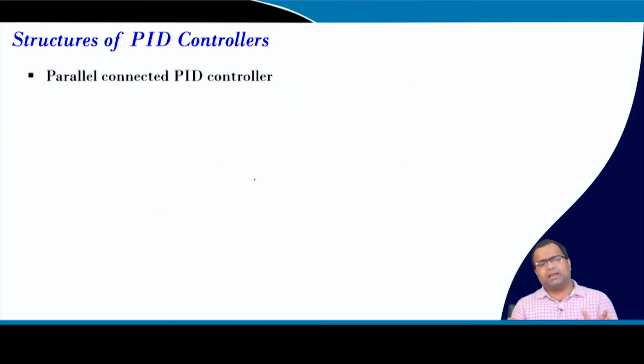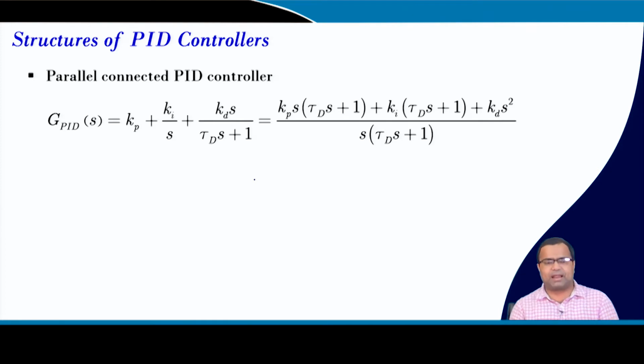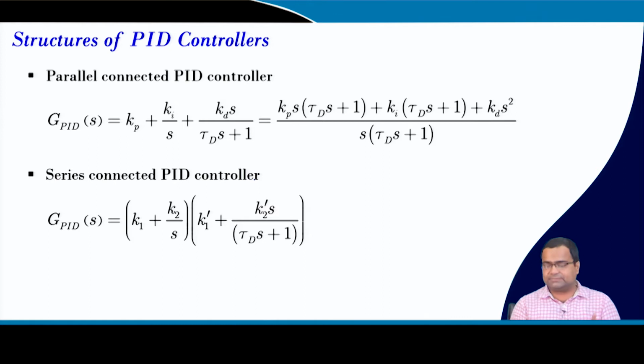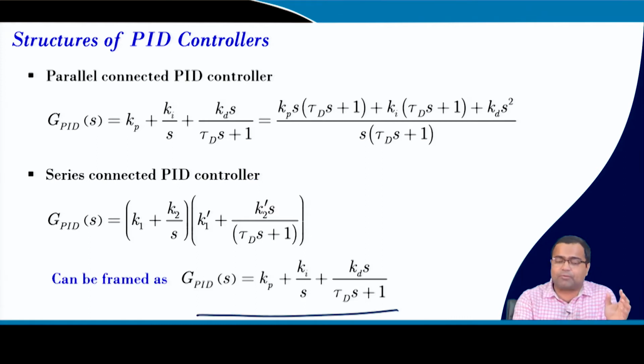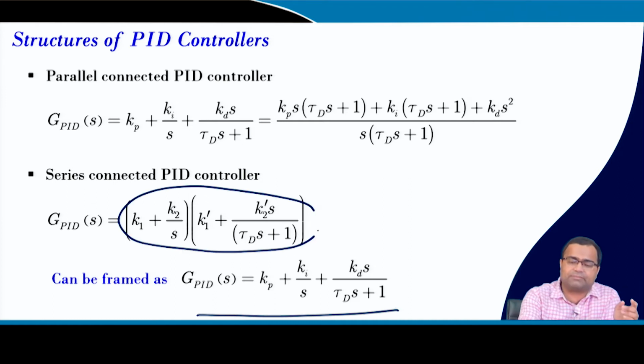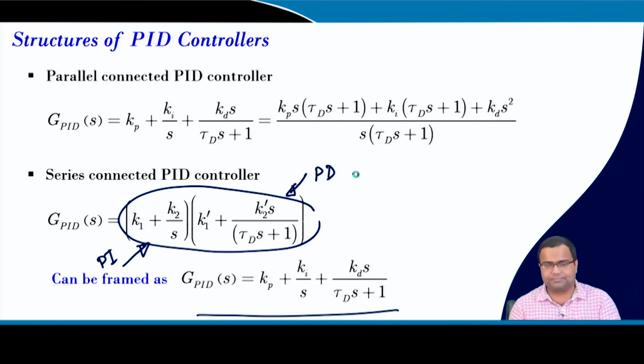Now, for the structure of the PID controller, you can take either a parallel PID controller or a series PID controller in this form, and it can be framed into this problem, this series controller. This is a PI counterpart and this is a PD counterpart. So, these can be combined to create a PID controller.